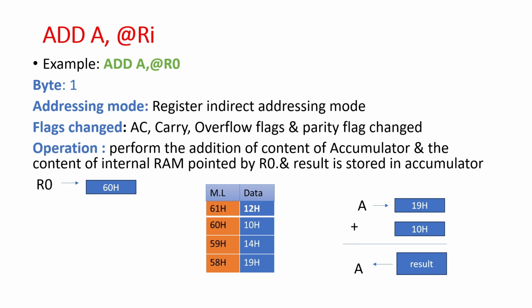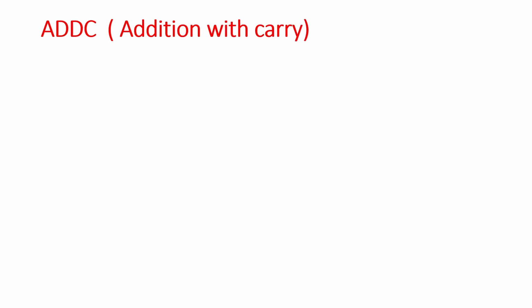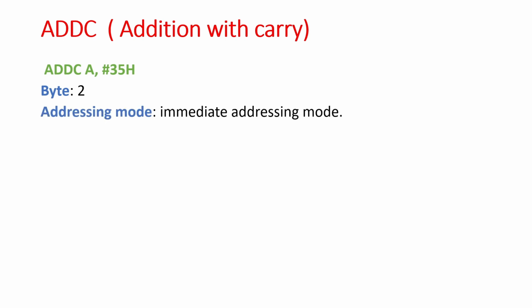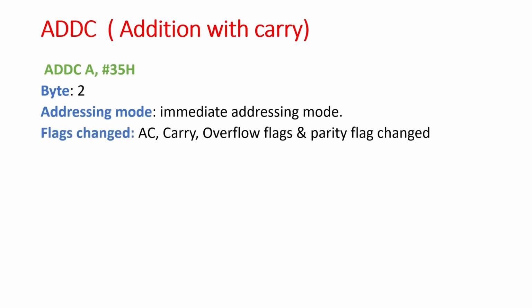Now the next instruction, ADDC, that means addition with carry. Here the previous carry, that means the carry generated in the previous addition, is added in the next addition. See the example, ADDC A, #35H. This is a 2-byte instruction. Addressing mode is immediate addressing mode. Flags, auxiliary carry, overflow flag and parity flags are changed.